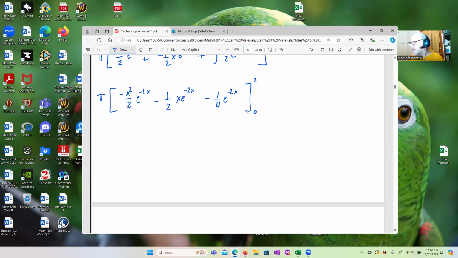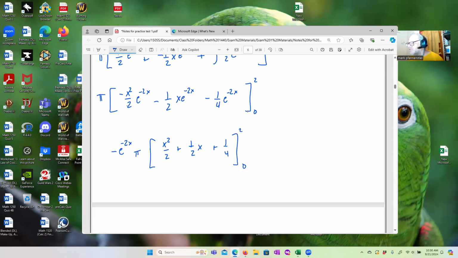And what I'm going to do is factor out an e to the negative 2x and a negative sign for each of these pieces. So we have negative e to the negative 2x pi. And what do we have left? We have x squared over 2 plus 1/2 x plus 1/4, from 0 to 2.